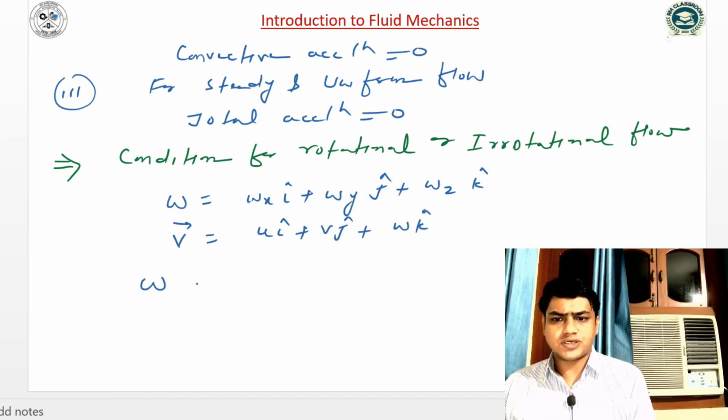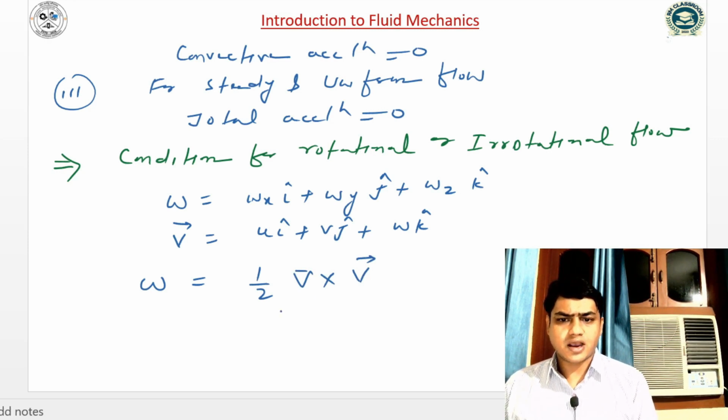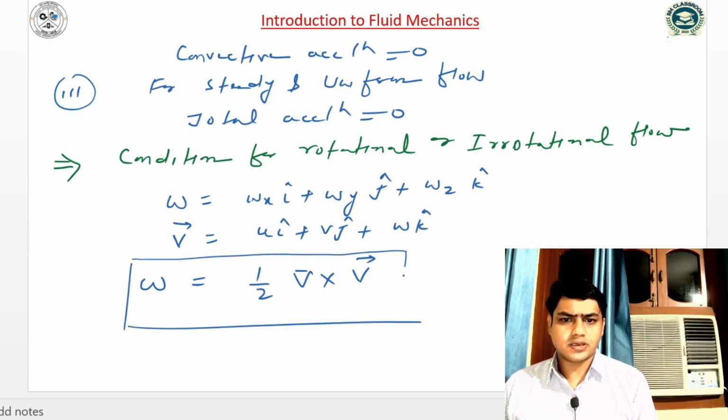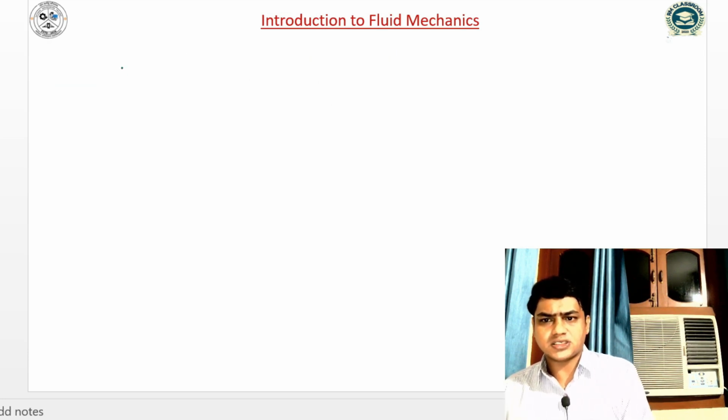So this angular velocity can be written as 1 by 2 del cross v, or half of curl of vector v, where v is ui plus vj plus wk. And here we have discussed if I solve this, omega is equal to this value, and equate to 0, then we will get the component of omega x.